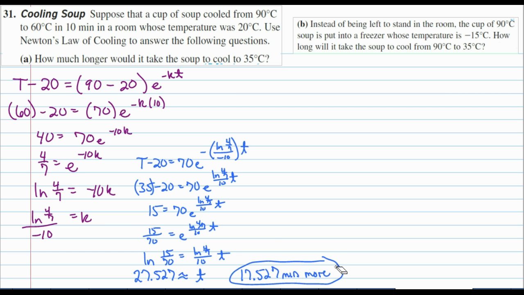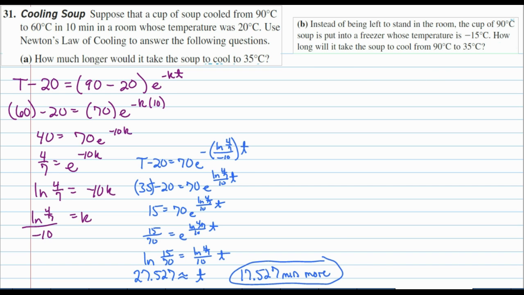Now part B says, instead of being left to stand in the room, the cup of 90 degrees Celsius soup is put into a freezer whose temperature is negative 15 degrees Celsius. How long will it take the soup to cool from 90 degrees to 35 degrees Celsius? So you may expect it to cool a little bit faster.